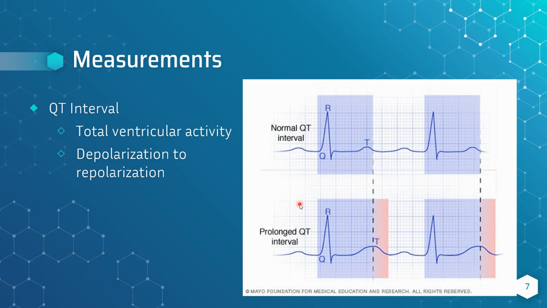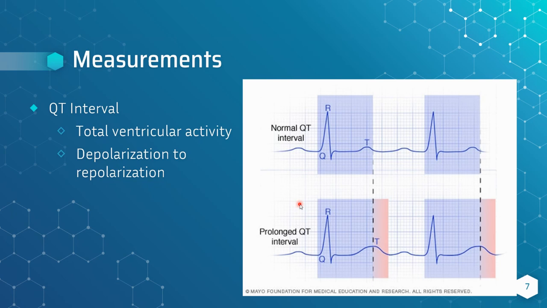And after that, we look at the QT interval. The QT interval is the time needed for ventricular depolarization to repolarization. So it looks at complete and total ventricular activity, from the moment it squeezes out the blood to the moment it comes back to relaxing. So full cycle.